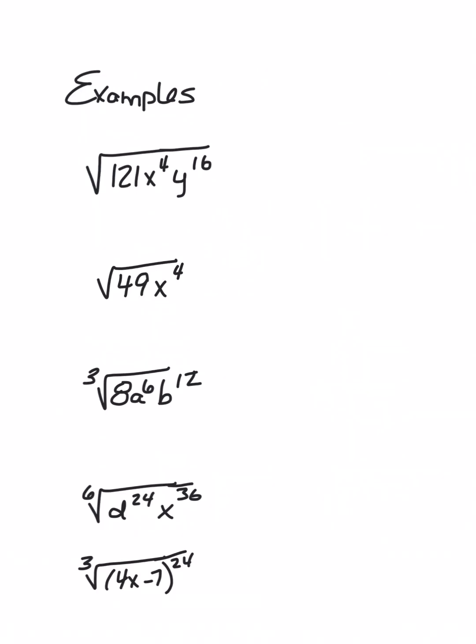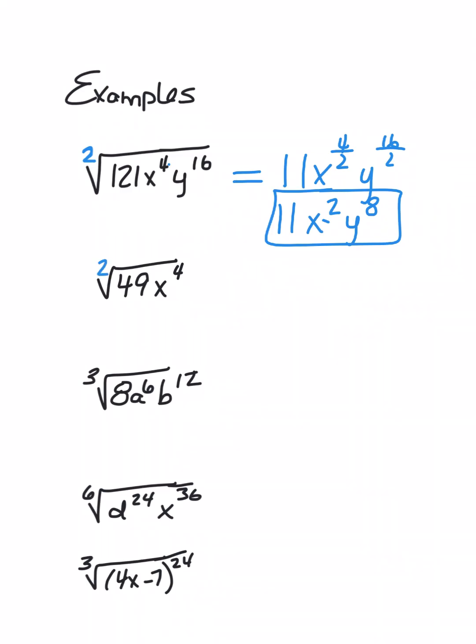So putting this all together and simplifying these roots, this first example, if there's no index, there's no number here, we assume that to be a 2, which means we're talking about the square root. And the square root of 121 is 11. And now the square root of x to the 4th, power over root, would be x to the 4 over 2, and then y to the 16 divided by 2, which would be x squared, and y to the 8th.